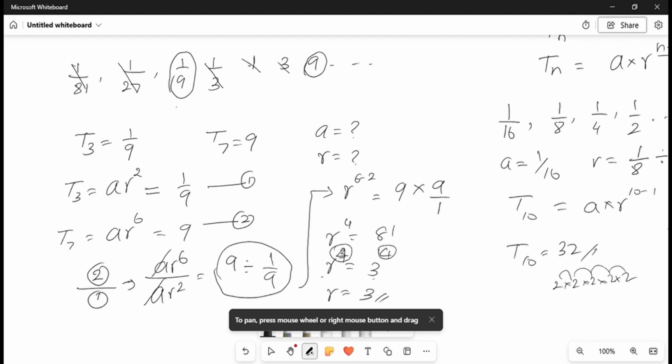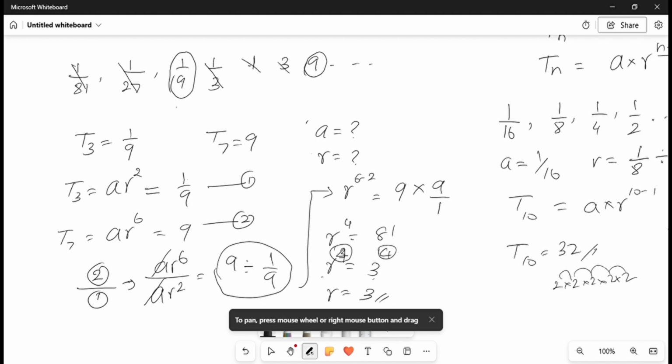Again I tell you, in this number pattern, the third term and the seventh term are given. We have to find out the first term, how much, and the common ratio, how much. For that, first we write the third term as T3, which is 1 over 9. So T3 means AR to the power 2, AR n minus 1. We know the term formula, Tn equal AR n minus 1. Therefore, T3 equal AR to the power 3 minus 1 is 2. That is 1 over 9. T7 is AR to the power 6. That is 9 given. So when we divide the big equation by the small equation, we will get the answer R equal 3.